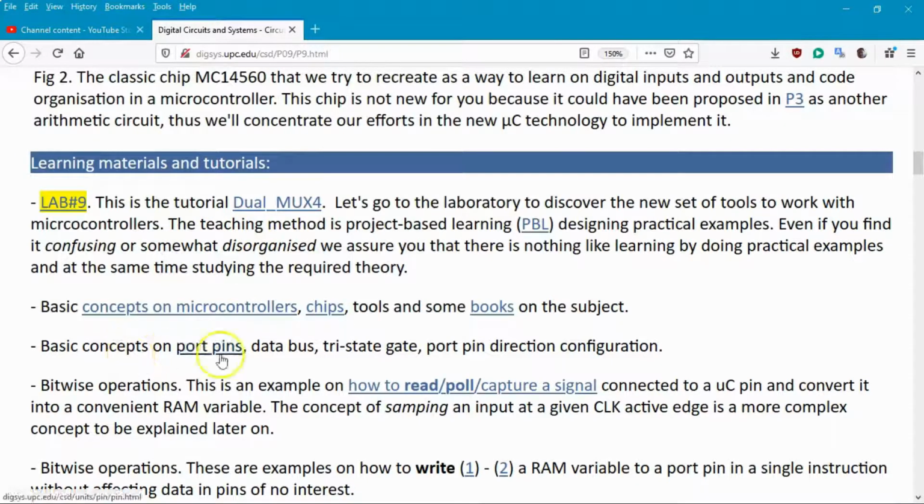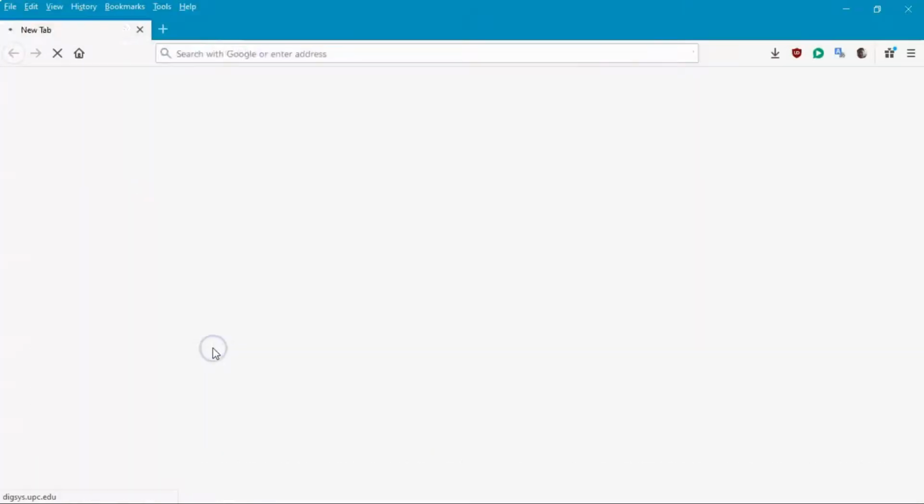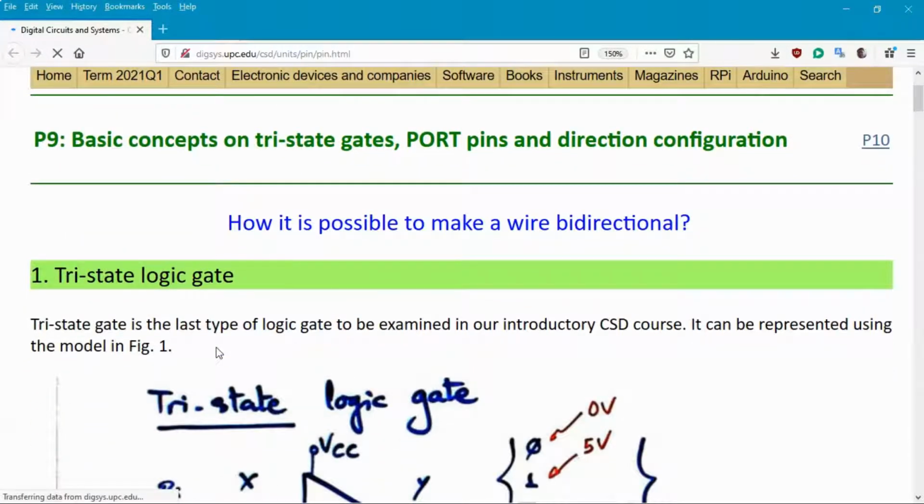Here you have this stuff that has been placed in a different unit. Let's talk about the basic concepts on port pins, data bus, three-state gates, and direction configuration. So if you click this link, you jump to this unit, on how it is possible to make, in some way, a wire bidirectional. This is the purpose of what we have in mind.